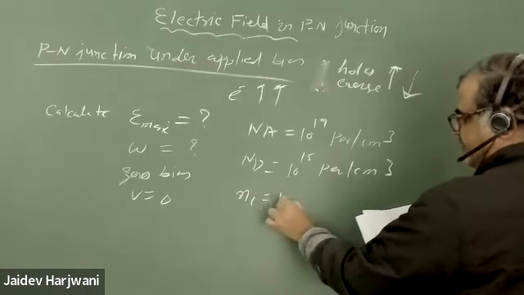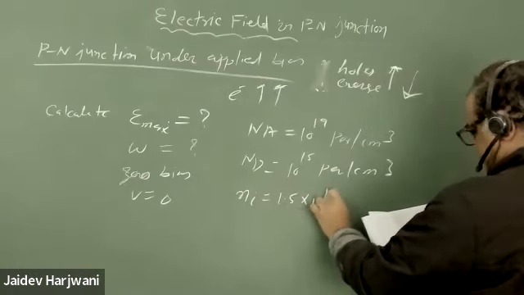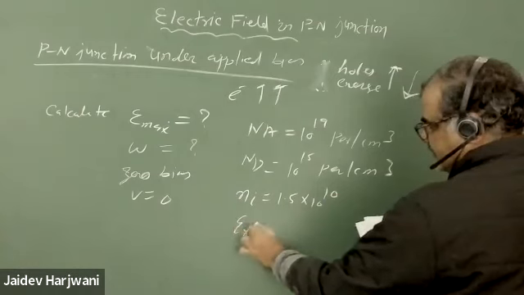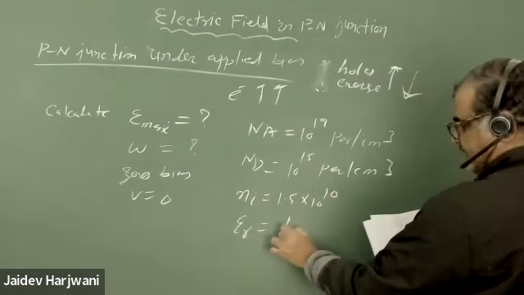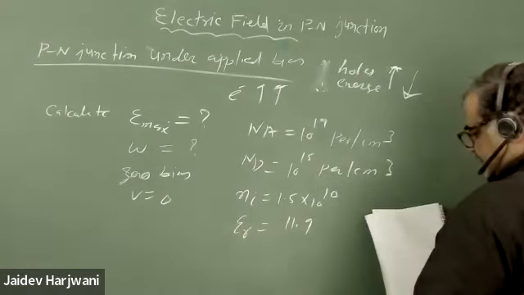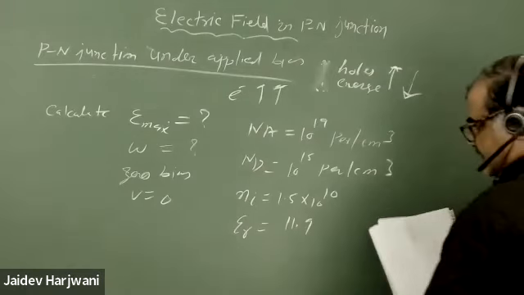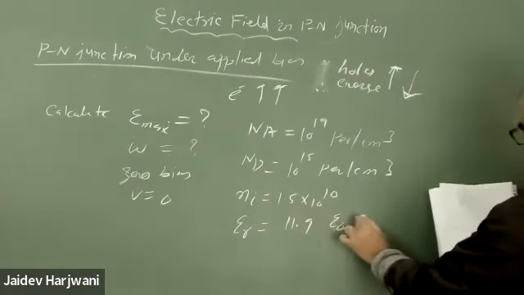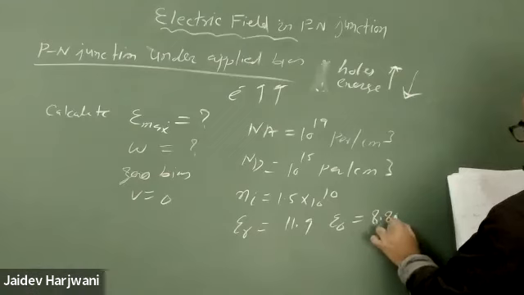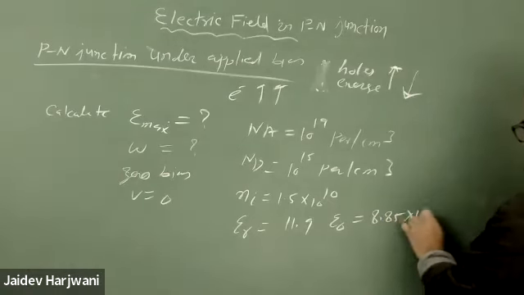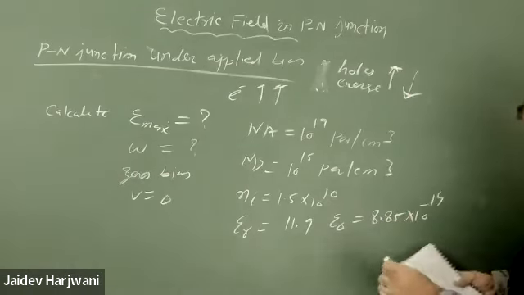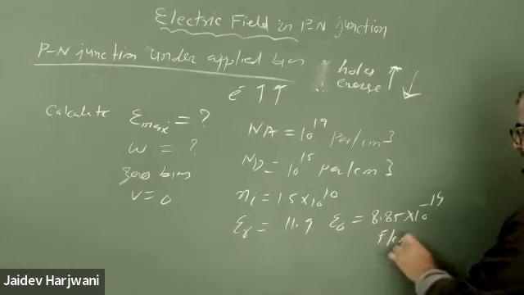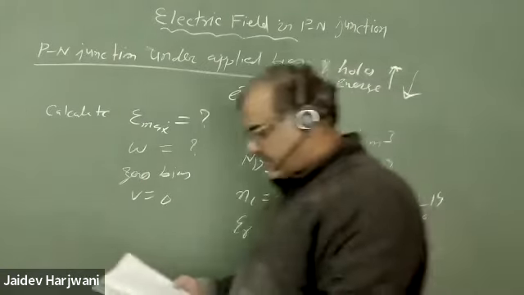Ni is given as 1.5 into 10 to the power 10. The ER is given as 11.9, the dielectric constant of the material, and E naught is also given: 8.85 into 10 raised to power minus 14 farad per centimeter. These values are given to you.